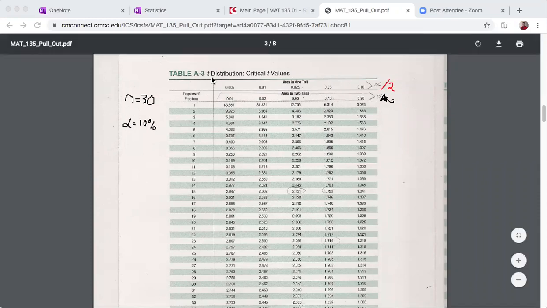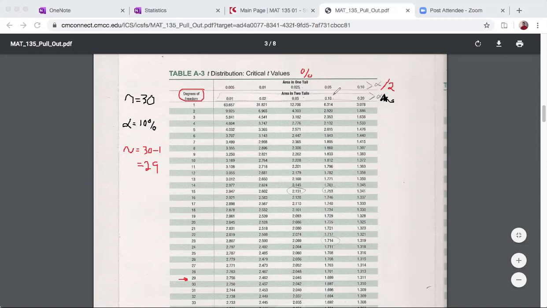Notice over here on the left is my degrees of freedom, and then I have my area in the tails. These are the percentages, everything in these first 2 rows. If I have a sample size of 30, then my degrees of freedom is 30 minus 1, which is 29. So I come down to 29, and there's my 29. Then alpha is 10%, which is the area in 2 tails for confidence intervals.